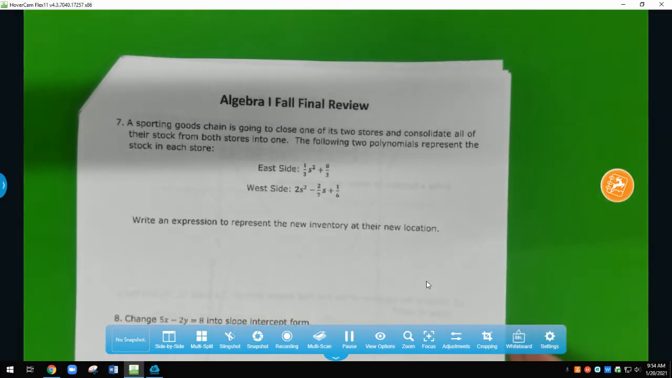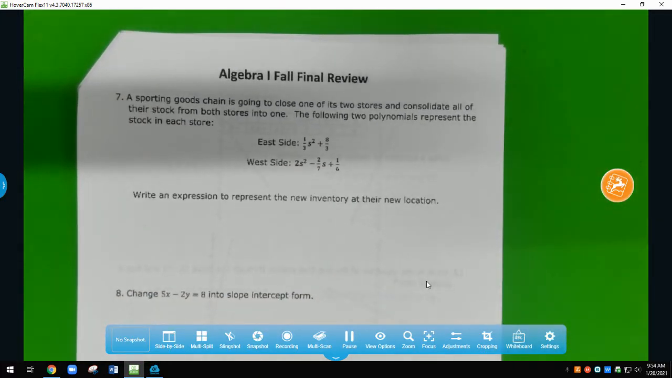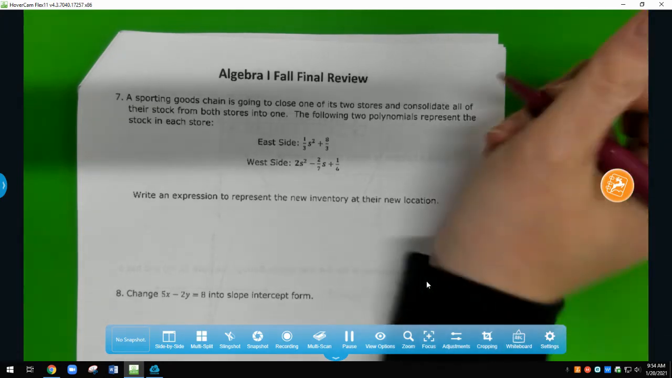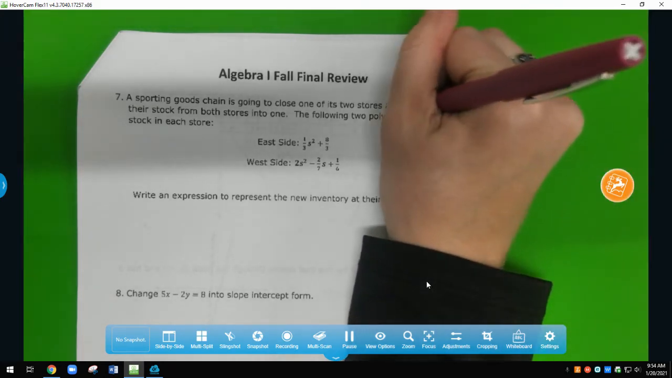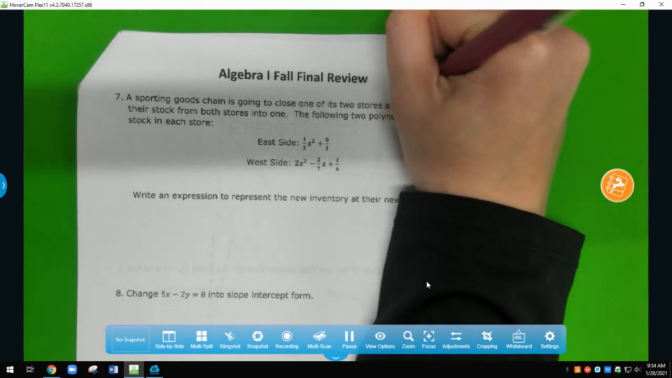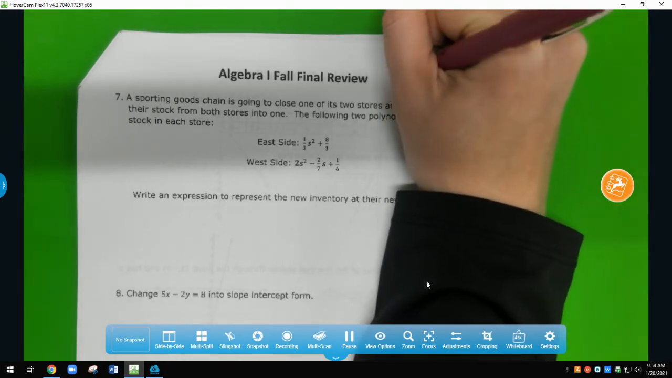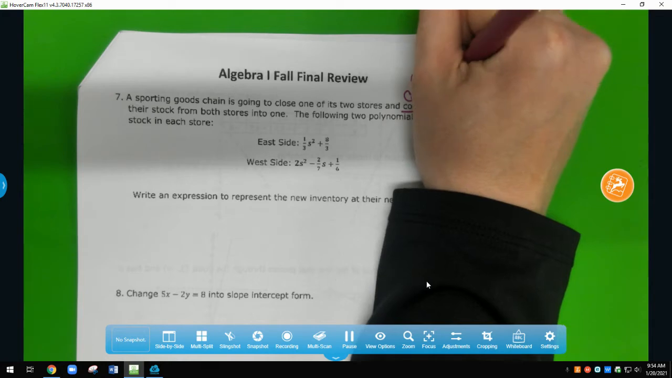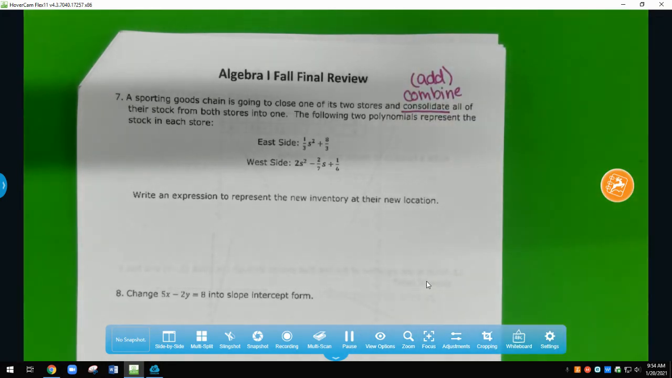Okay. All right, number 7. A sporting goods chain is going to close one of its stores and consolidate. So consolidate means they're going to combine. So they're going to add all of their stock from both stores into one. The following 2 polynomials represent the stock in each store. Write an expression to represent the new inventory at their new location.